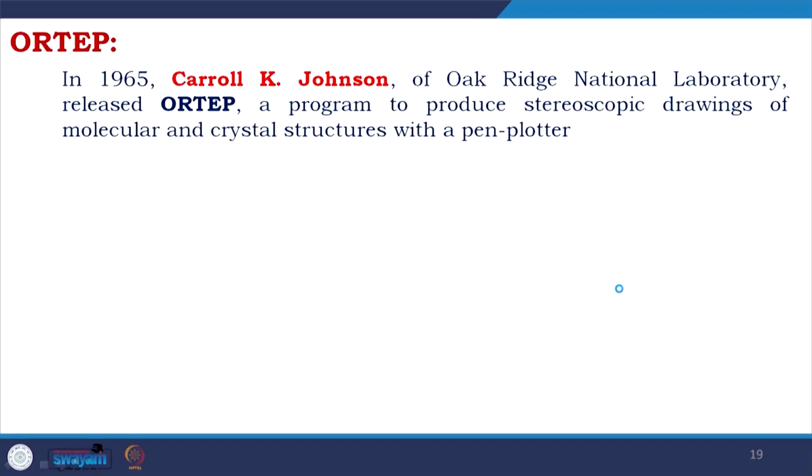Then came ORTEP. In 1965, Carroll K. Johnson of Oak Ridge National Laboratory released ORTEP, a program to produce stereoscopic drawings of molecular and crystal structures with a pen plotter. It is a pen plotter which you could use for plotting graphs and all, but this was actually very effective.